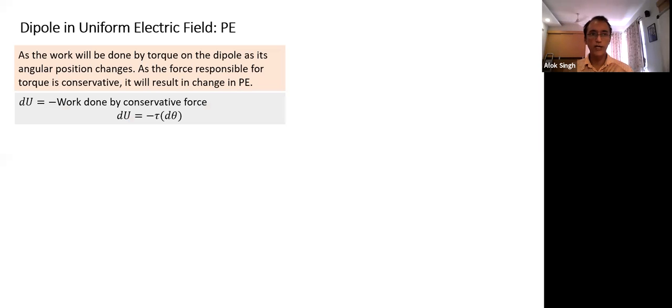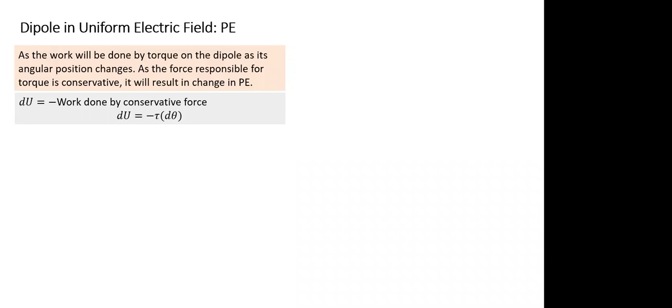I'll write what is work done here. So change in potential energy equal to negative of work done. Since there's an angular displacement, work will be done by the torque. And we have seen yesterday, work done by torque, actually work is being done by force only. But yes, it appears like a torque. So dU is minus tau d theta. All are okay with this expression? So change in potential is equal to minus tau d theta.